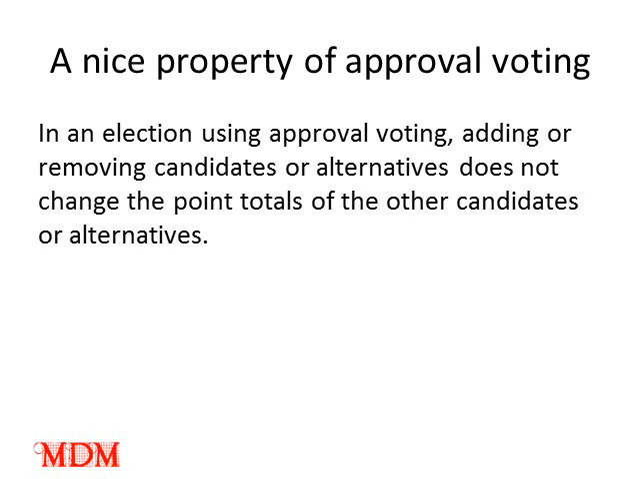In addition, approval voting is perfectly suited to situations where candidates or choices are added or removed after a vote has already been taken. In an election using approval voting, adding or removing candidates does not change the point totals of the other candidates. If candidates drop out, simply remove them from the list. If candidates are added, vote totals for the original candidates stay the same, and voters only have to give their approval or disapproval of the candidates that were added.